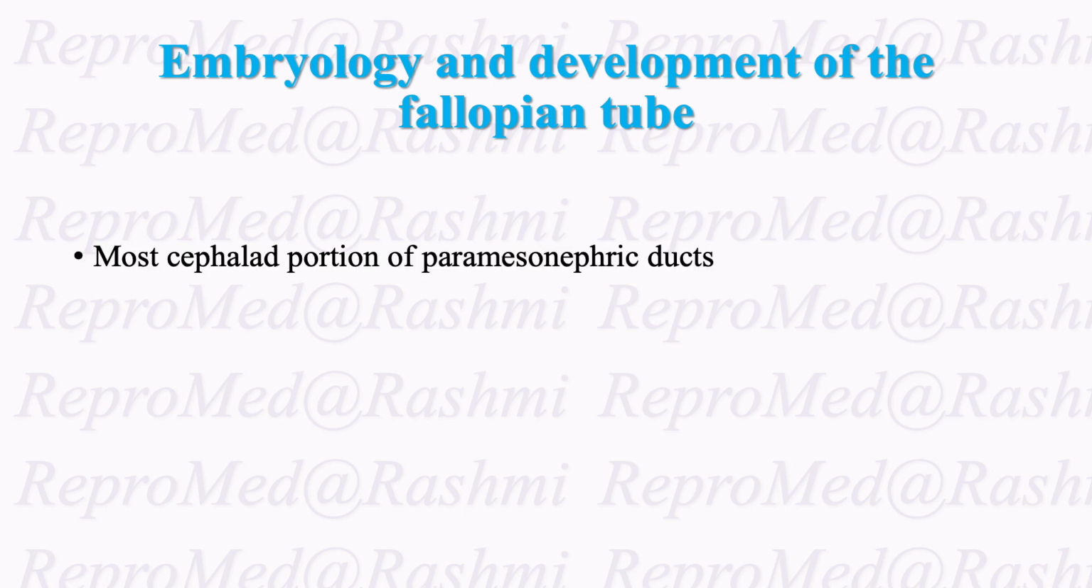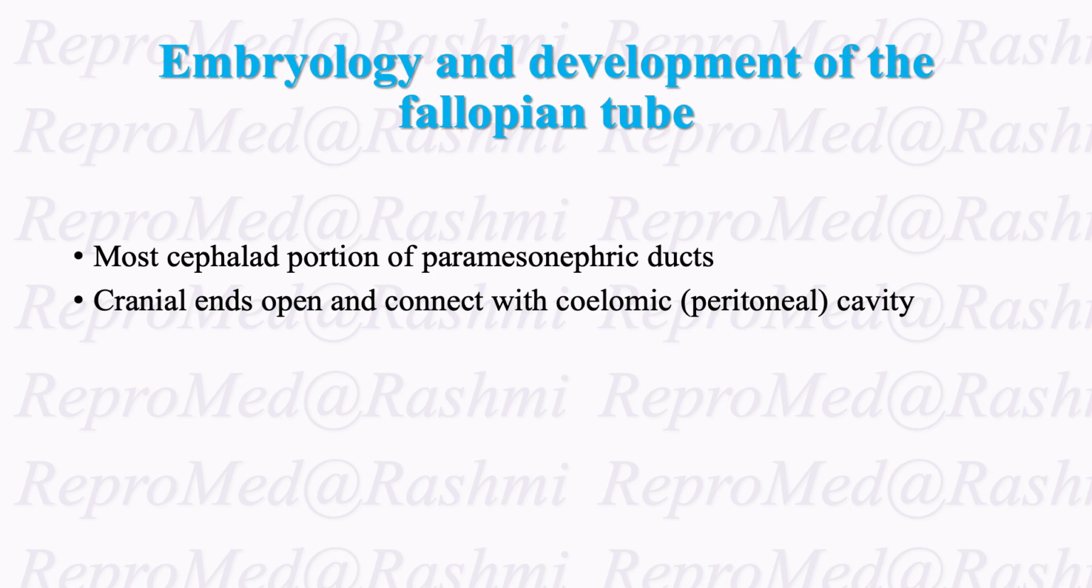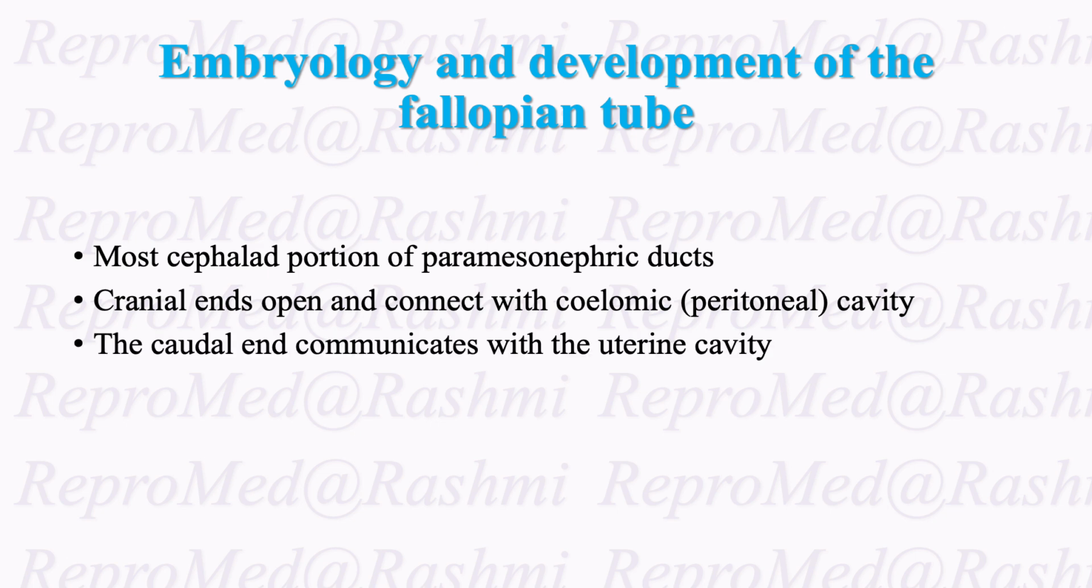Embryology and development of the fallopian tube. The fallopian tube develops from the paramesonephric ducts. The most cephalic portion of the paramesonephric duct develops into the fallopian tube. The cranial end opens and connects with the coelomic cavity. The caudal end communicates with the uterine cavity.